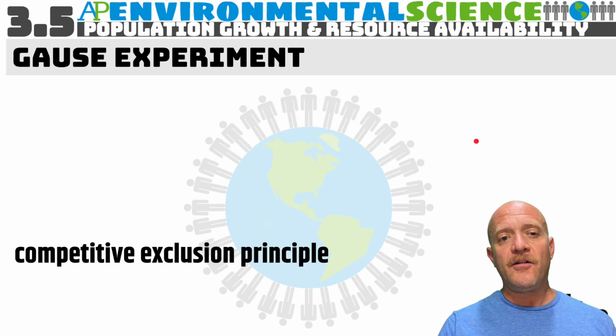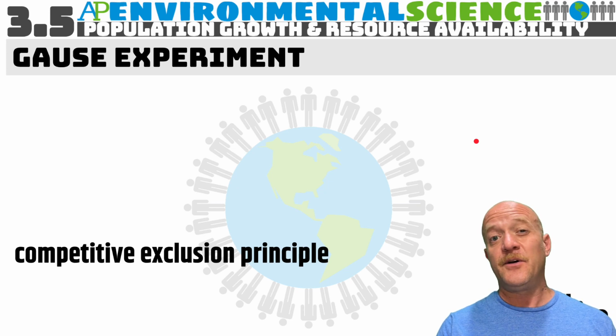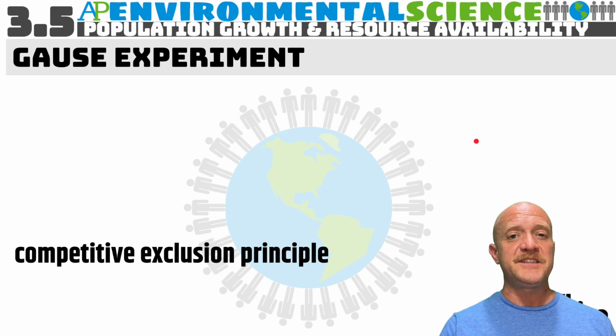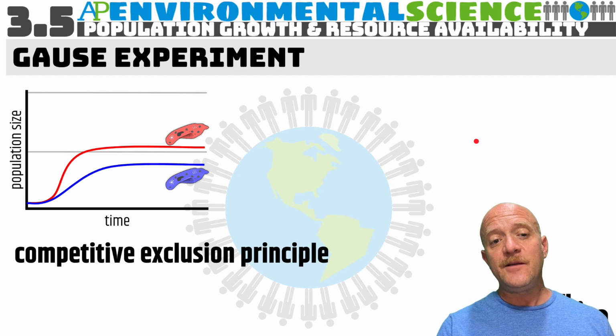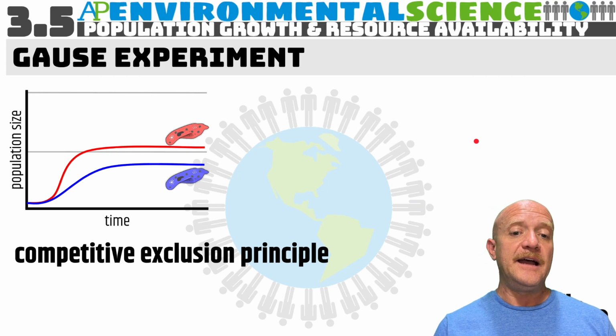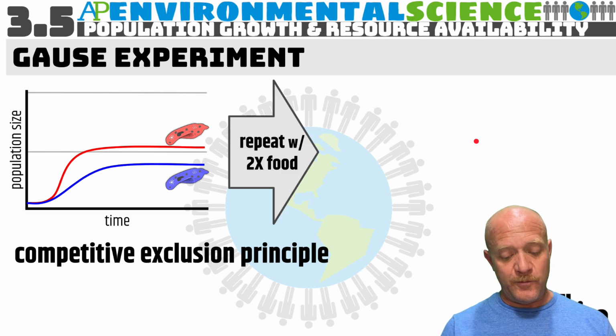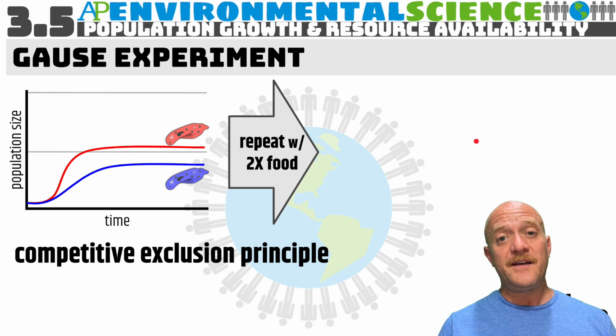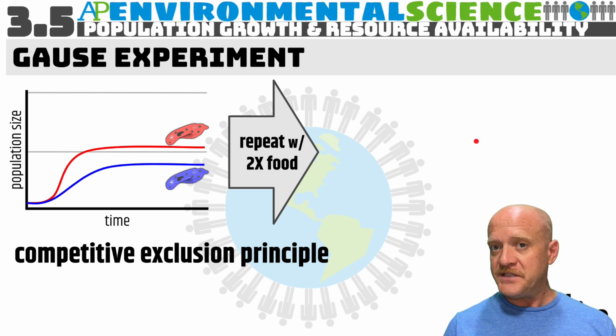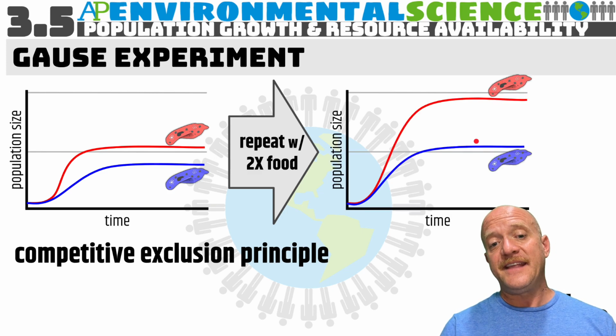So recall from a previous video that we talked about competitive exclusion, and this was the Gauss experiment. Basically what he did is he raised two different populations of paramecium, and he raised them together. And then what he did was double the food amount for the paramecium, and you would think that both populations would double. However, that was not the case.